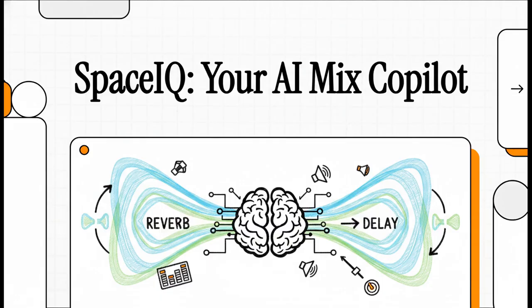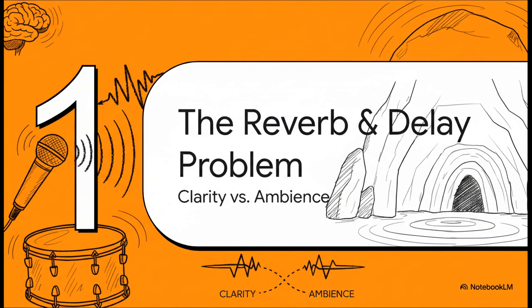It's called SpaceIQ. I mean, we've all been there, right? You dial in what you think is a killer delay, but it just ends up cluttering the vocal. Or you add this gorgeous, lush reverb, and suddenly your kick drum sounds like it's a mile away in some giant cave. It's this constant, frustrating battle between creating a cool atmosphere and just keeping everything clear.